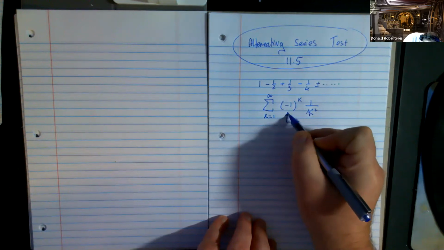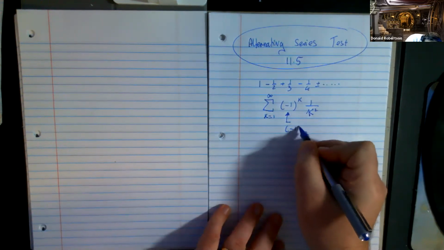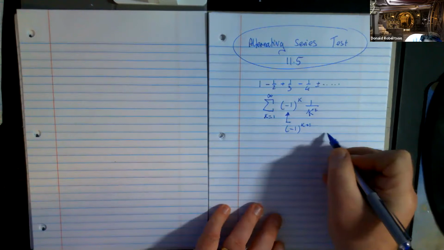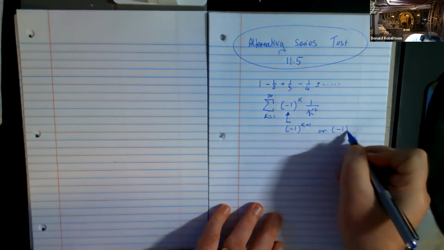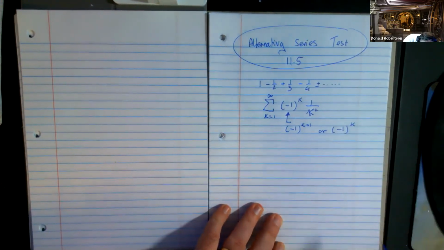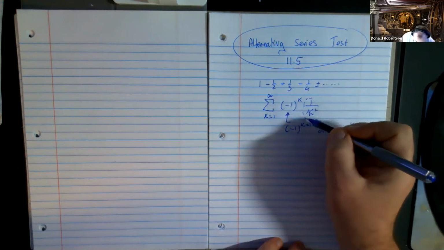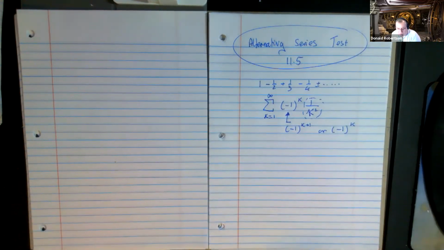If you see a (-1)^k, a (-1)^(k+1), or a (-1)^k, followed by pretty much anything, it doesn't really matter what it's followed by, you are looking at an alternating series.